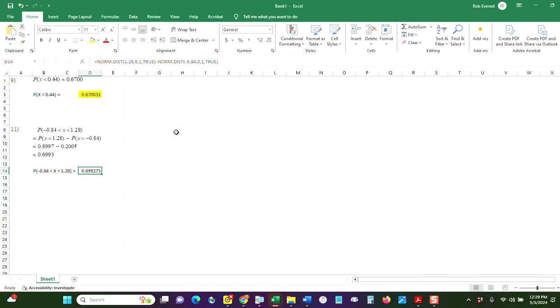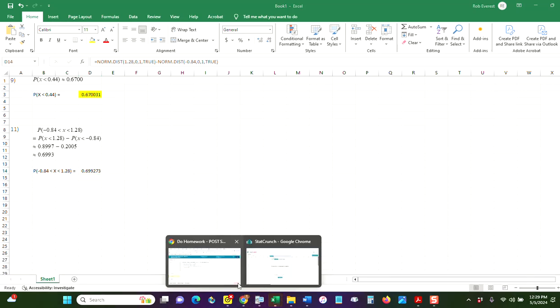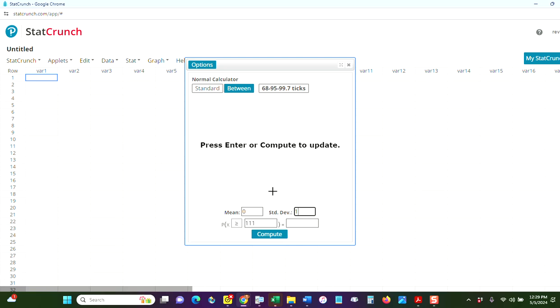So to find an area between two boundaries, we must subtract the area to the left of the left boundary from the area to the left of the right boundary. It's nice that StatCrunch will do that for you.